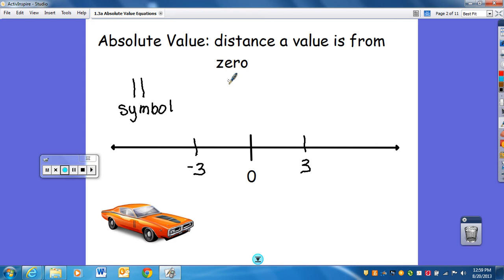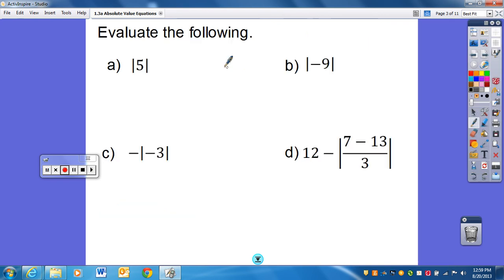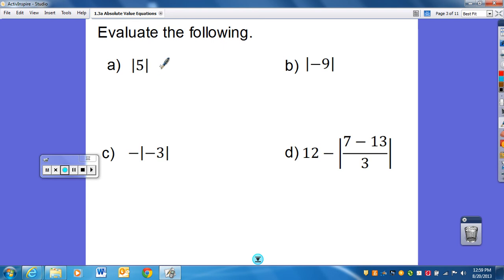If we're using this example, the absolute value of -3 would be 3 because it's 3 units away from zero. And the absolute value of +3 is also 3 because it is 3 units away from zero on the number line. So remember that absolute value is talking about distance. Therefore, we should be able to do some evaluations. The absolute value of 5 is 5 units from zero on the number line, so it is 5. The absolute value of -9 would be 9.